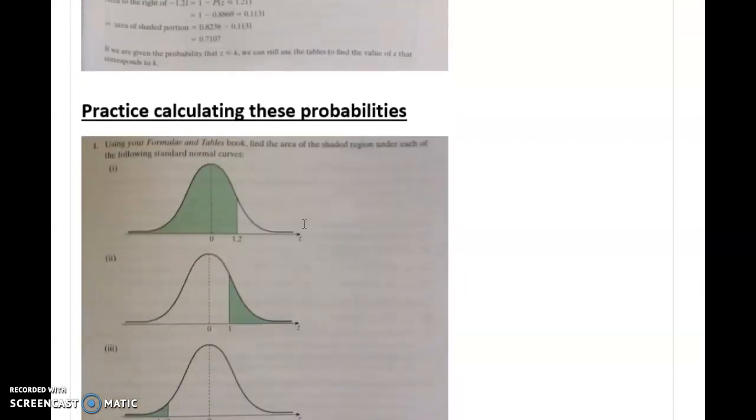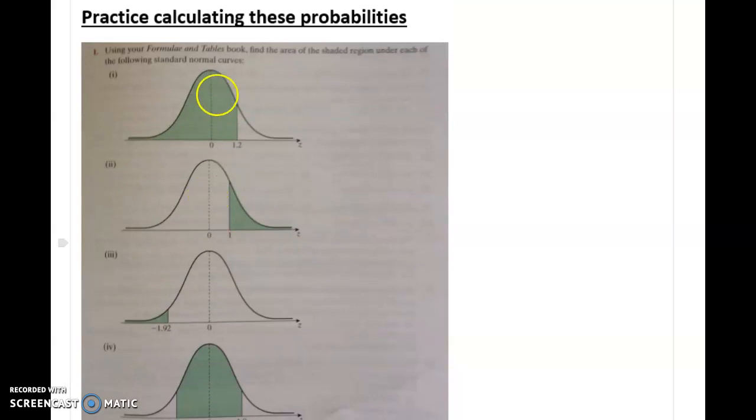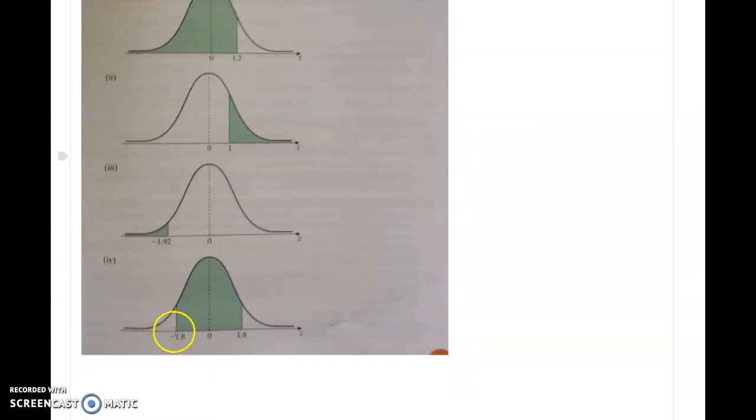So we have to look at these questions here. What we're looking for here is P of Z less than 1.2, straight from the tables. Here you're looking for P of Z greater than 1, so that's going to be 1 minus P of Z less than 1. Here, it's the same as looking for this area here, so it's going to be 1 minus P of Z less than 1.92. And for the last one, we're looking for P of Z between minus 1.8 and 1.8. The solutions are below.